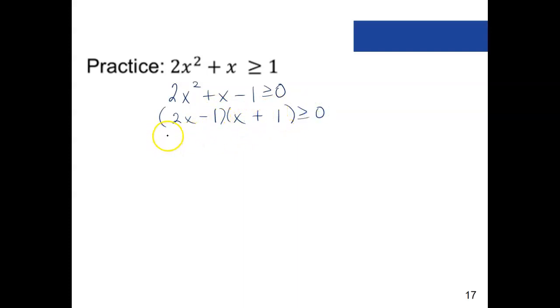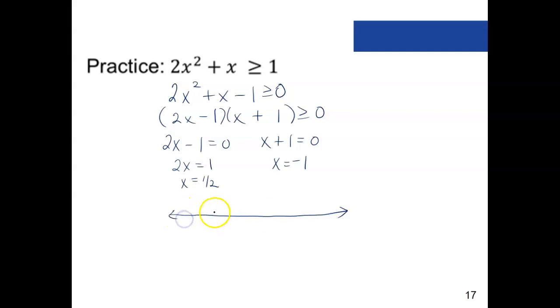Okay, so to find the cut points, we're going to do 2x minus 1 equal to 0 and x plus 1 equal to 0. So we'll get 2x equals 1. So x is going to be 1/2 as one of our cut points. And x is going to be negative 1 is the other cut point. So when I look at my line here, I've got negative 1 and I've got 1/2. So this interval is going to be from negative infinity to negative 1. This will be from negative 1 to 1/2. And this will be from 1/2 to infinity.